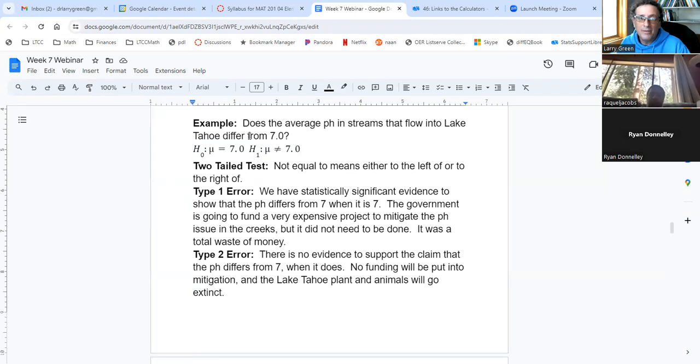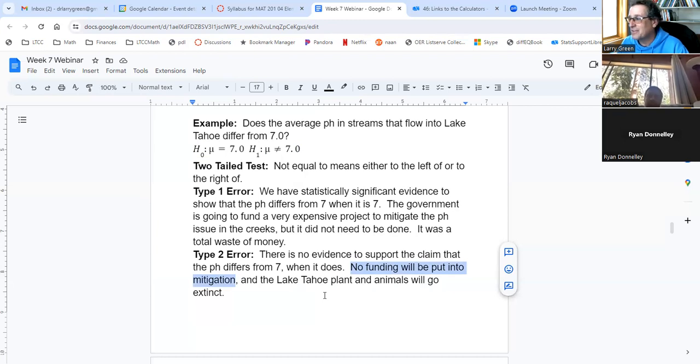Type 2 error means that we weren't able to show that the pH differs from 7, but it actually did differ from 7. So now we're not going to get funding to put into mitigation when there's a big problem, and the Tahoe plants and animals will go extinct. Which do you think is worse?